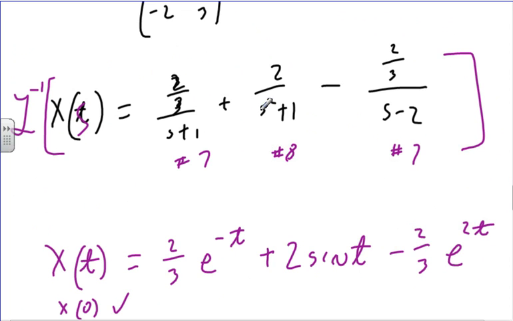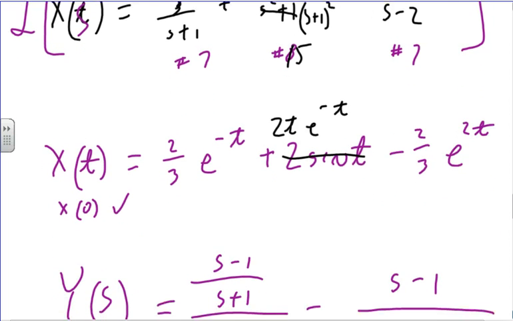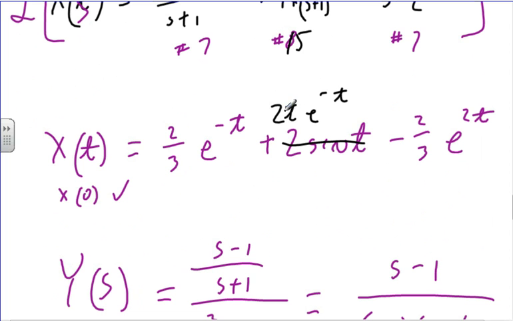Alright, so that's not right. This is s plus 1 squared. And s plus 1 squared is number 15. And number 15 is going to make this t e to the minus t, 2t e to the minus t. Okay? And x at 0, this term is still going to go away. I'm still going to get 0. It's still going to check.